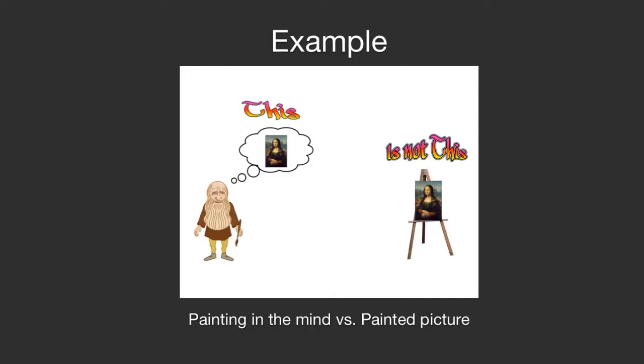So looking at this example here, you have Da Vinci conceiving of the Mona Lisa. He's thinking about the picture. He's thinking about the color. He's thinking about the facial structure and so forth. But none of that entails that it's the same thing as the actual painting, right? There can be a preceding thought about something which doesn't entail that the thing exists in reality.